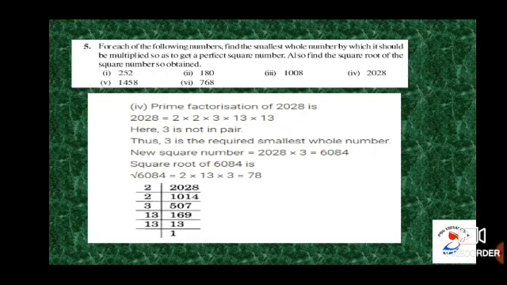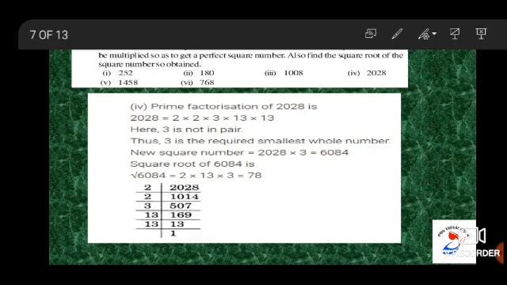The question is 2028. Let us find the prime factors again. Factors of 2028, that is 2028 by 2, 1014. 1014 by 2, 507. 507 by 3, 169. 169 by 13 is equal to 13. And 13 divided by 13 is 1. So, the factors of 2028 include 2 into 2 into 3 into 13 into 13.